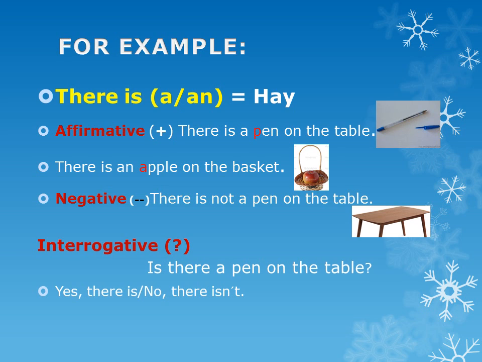In the interrogative way, we make a little change. We put the auxiliary is at the beginning of the sentence, then the word there. So we can say, is there a pen on the table? In this case, there are two possible answers. It depends on the situation. Yes, there is, or no, there is not, or the contraction, no, there isn't.